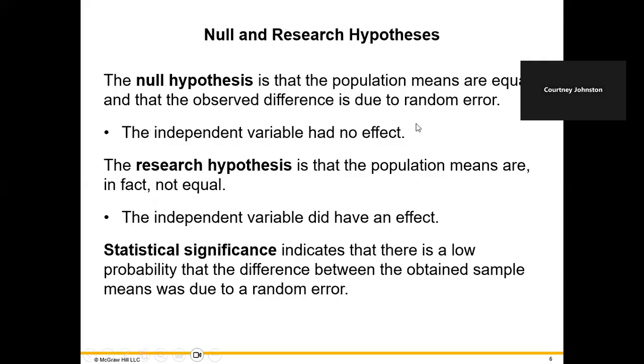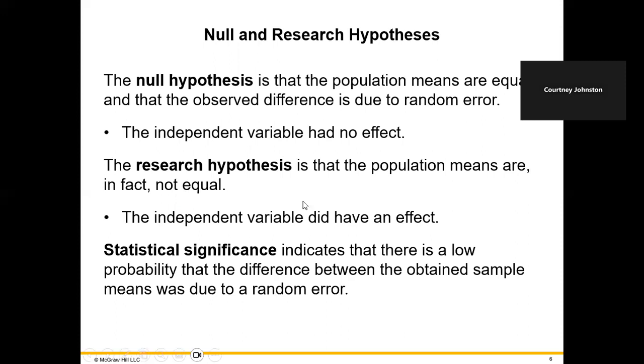All right, then we have null and research hypotheses. So the null hypothesis is that the population means are equal and that the observed difference is due to random error. As an example, you might have a research study on just world beliefs and their correlation with belief in conspiracy theories. For a null hypothesis, you would say there is no predictive value of just world beliefs on conspiracy theory beliefs, or there is no relationship between just world beliefs and conspiracy beliefs.